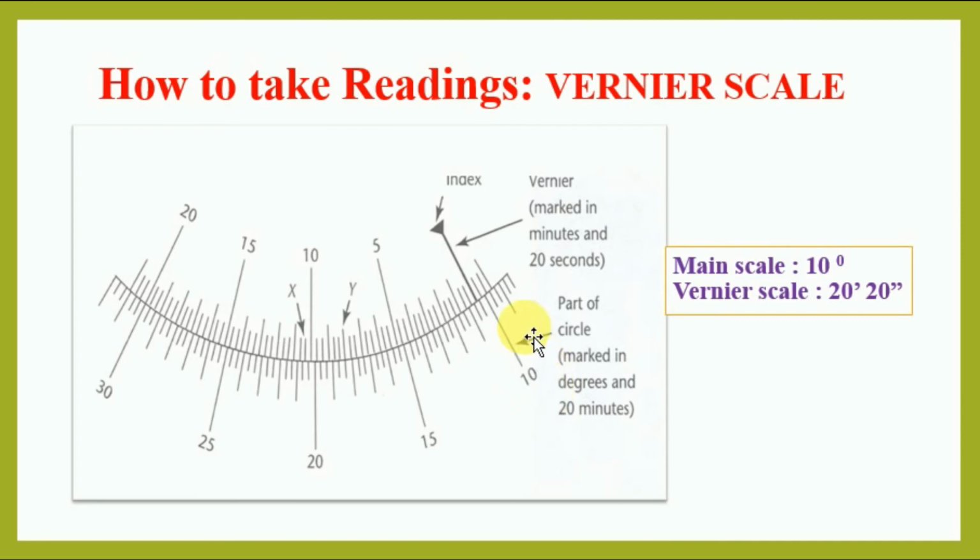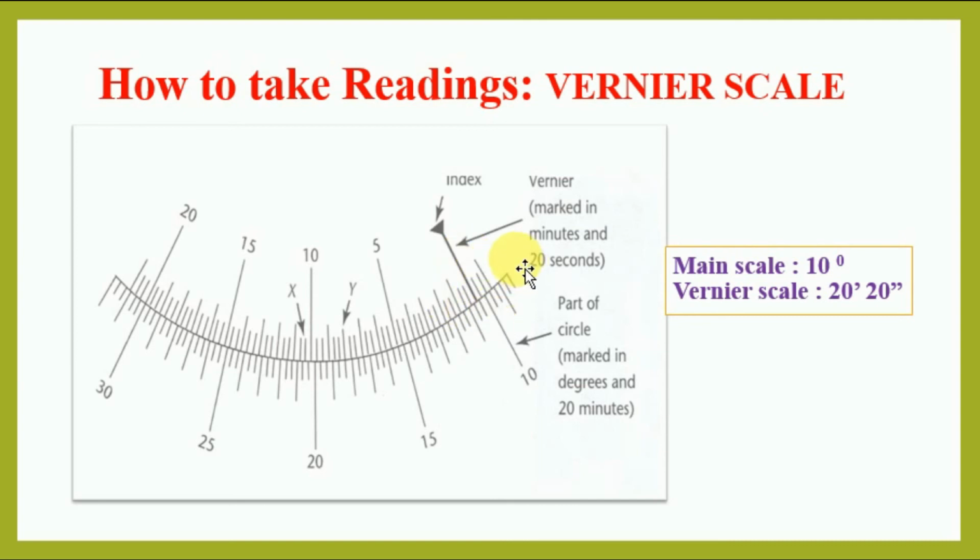Now we will be looking at the vernier scale for taking the minutes and seconds. Now you can see the 0 touches after 10 degrees. Here each division is 20 minutes. Here you can see the 20 minutes is crossed. So here our vernier reading will be 20 minutes.